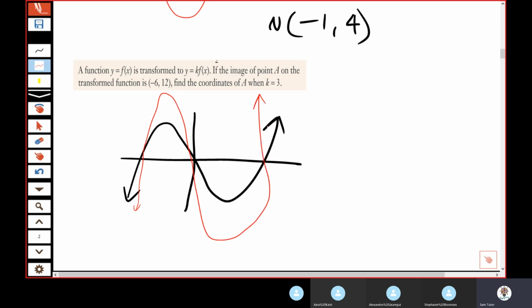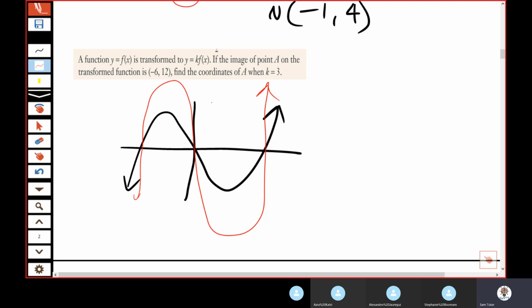Killed it there. That's horrible. All right, let's do it again. Nah, still bad. It's really hard to draw on this like that. Okay, doesn't matter. I think you guys get the idea.